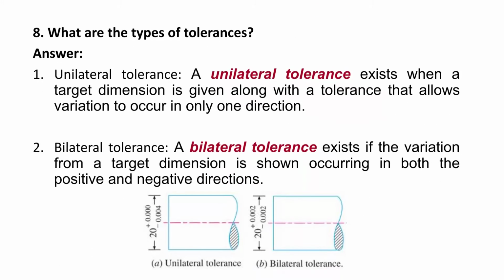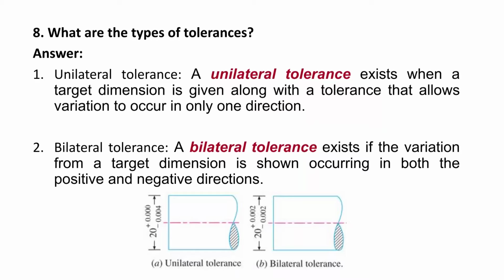Next question, what are the types of tolerances? The answer is there are two types of tolerances, unilateral tolerance and bilateral tolerance. So here you can see in the diagram, the first diagram is for unilateral tolerance and the second diagram is for bilateral tolerance. Now we will discuss unilateral tolerance.